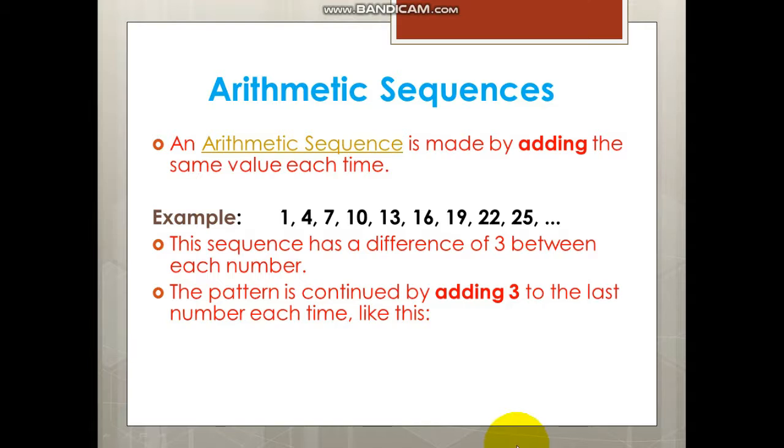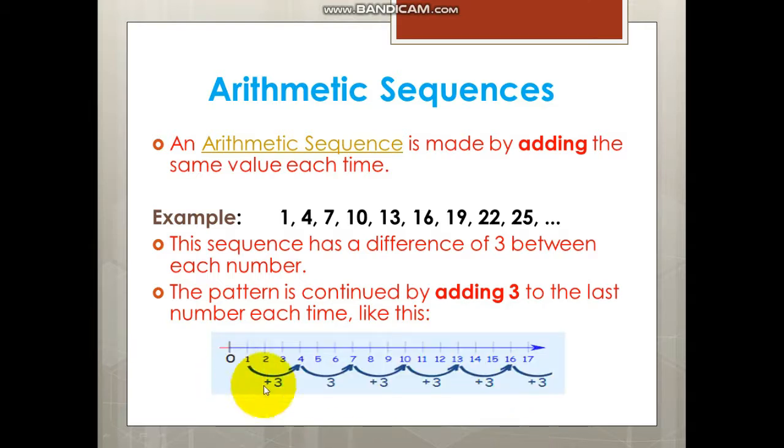Like this, another pictorial example. You can see here 3 is added to the 1 and it will become 4. Then 3 is added to 4, it will become 7. 3 is added to 7, it will become 10, and so on. And this cycle will continue till our required result.